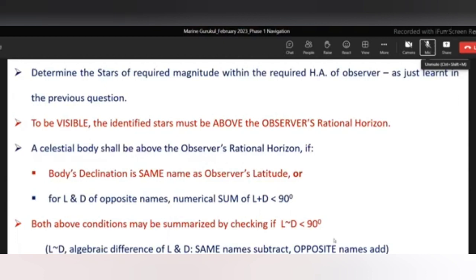Okay, beta. So this is what we will be doing. You need to note the condition for a body to be above the observer's rational horizon. कोई भी body observer की horizon से तब ऊपर होती है when the L difference D is less than 90 degrees. इस condition को बेटा आपको याद रखना है. So please mark this. L difference D less than 90 for a body to be above the horizon or visible. ये स्टेप्स मैं अभी आपको करके दिखाऊंगा बेटा क्वेश्चन में.